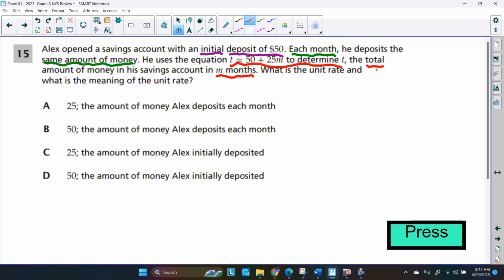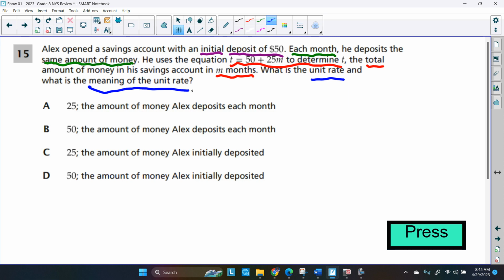So what is the unit rate? Unit rate? I've heard that back in 6th grade. And some in 7th. So what unit rate? Man, they're bringing that back to us? Yes. Okay, so what is the unit rate and what is the meaning of the unit rate? So you got to tell them what it means? All right, let's go back to 6th grade math.